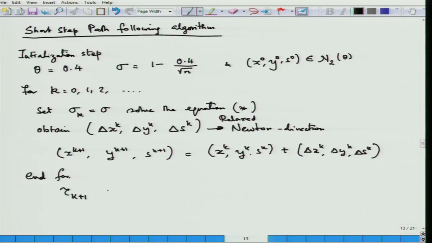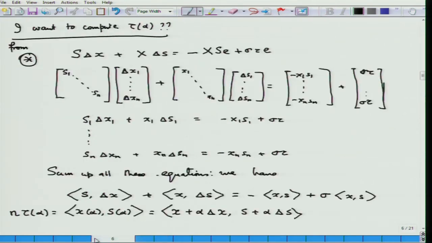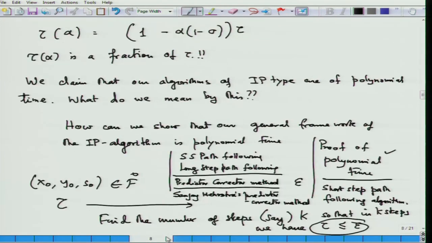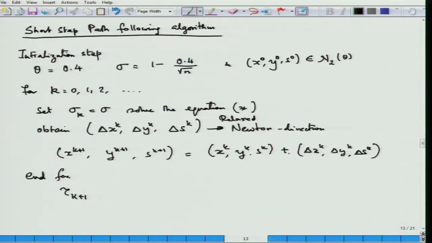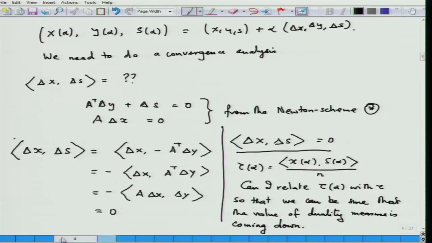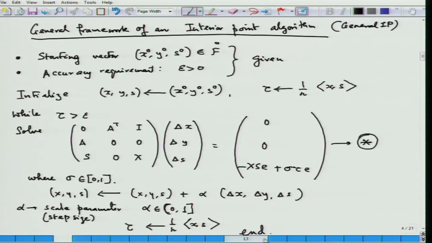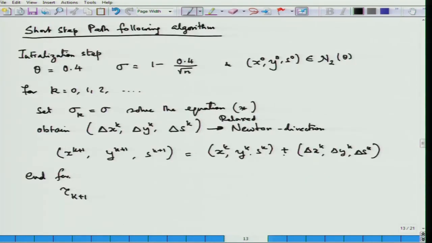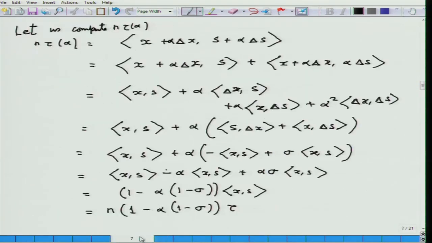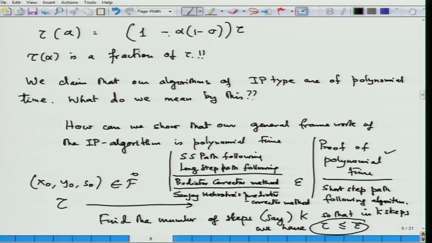Now, tau k plus 1, we have shown earlier, if you remember this estimation that we did. This is the estimation tau k plus 1, in this case of course, depending on alpha. Here alpha is nothing but 1. Here if you look at this, I have no alpha here, corresponding to what was here, there was an alpha between 0 and 1. My alpha, I have chosen it to be 1 in the short step path following method. So, you have alpha equal to 1. So, tau k plus 1, if you go back and see the calculation, is 1 minus sigma into tau.